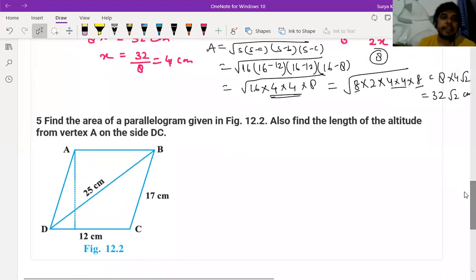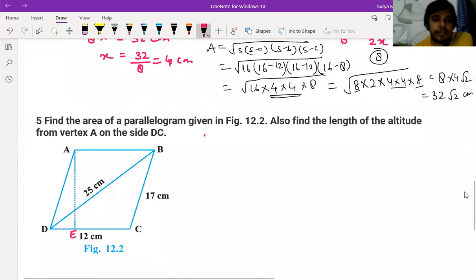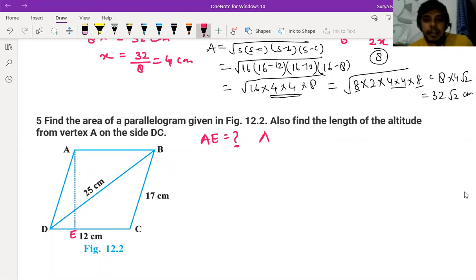Okay, here we have to find the altitude from vertex A, that is AE. Let it be E. So we have to find AE. And the area of a parallelogram. See, what is the area of a parallelogram, children? That is simply base into height.